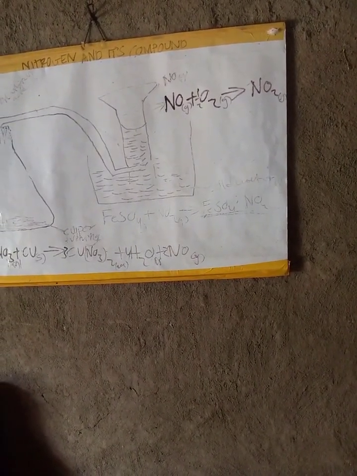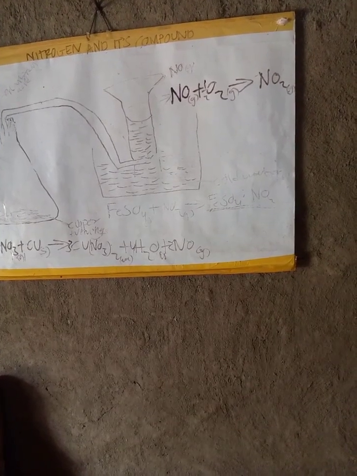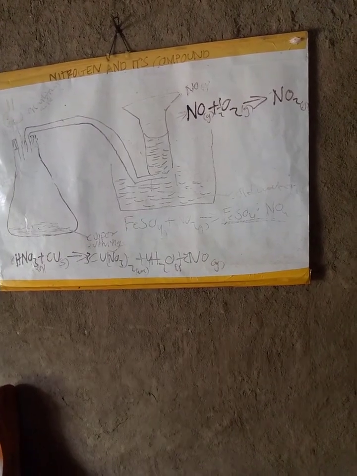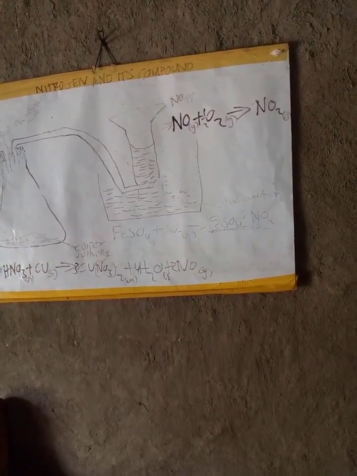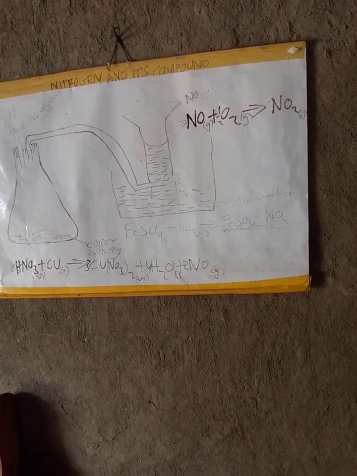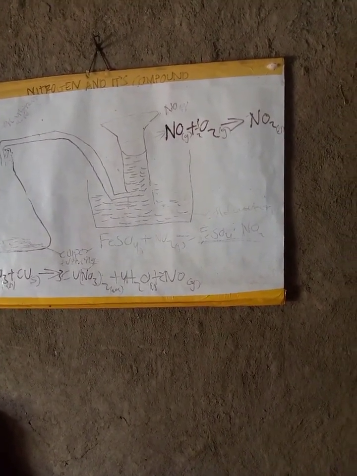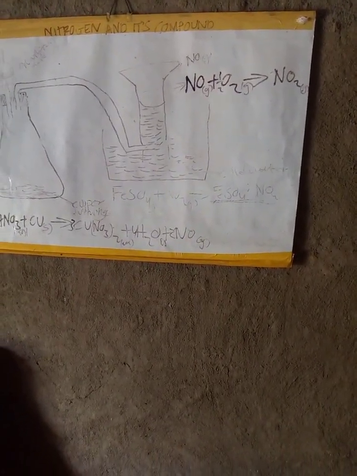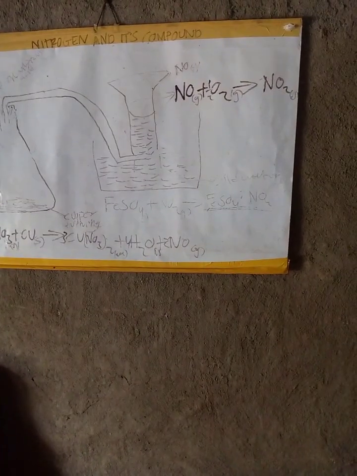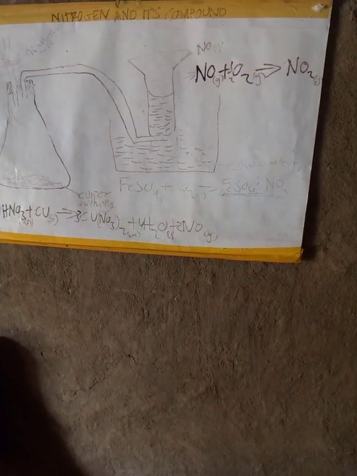Now that is the test for nitrogen 2 oxide. Let me repeat the test. You first expose the gas to air. It will readily be oxidized by oxygen to form nitrogen 4 oxide, which is a red-brown fume, and that is the test for nitrogen 2 oxide.